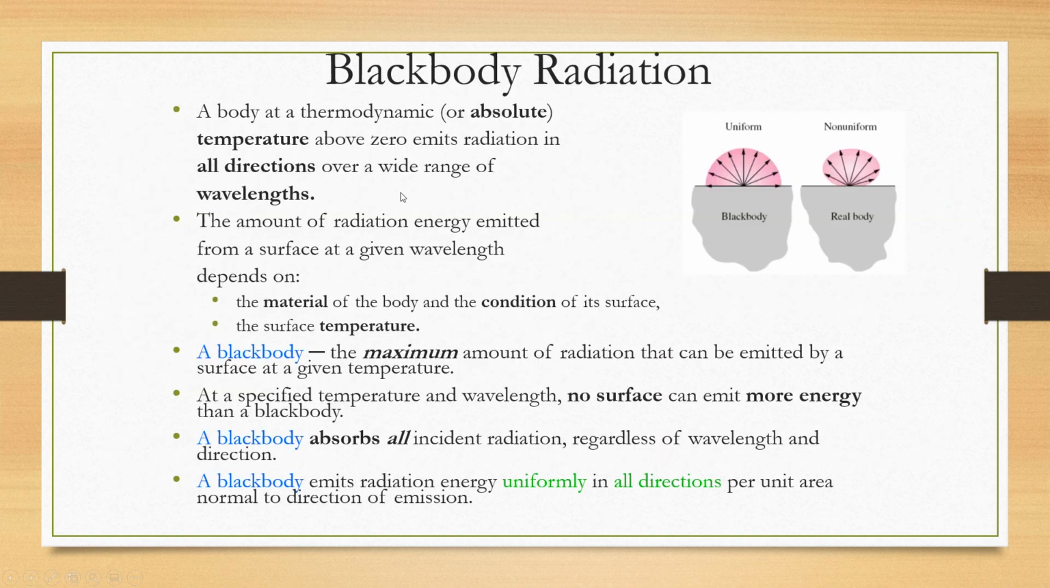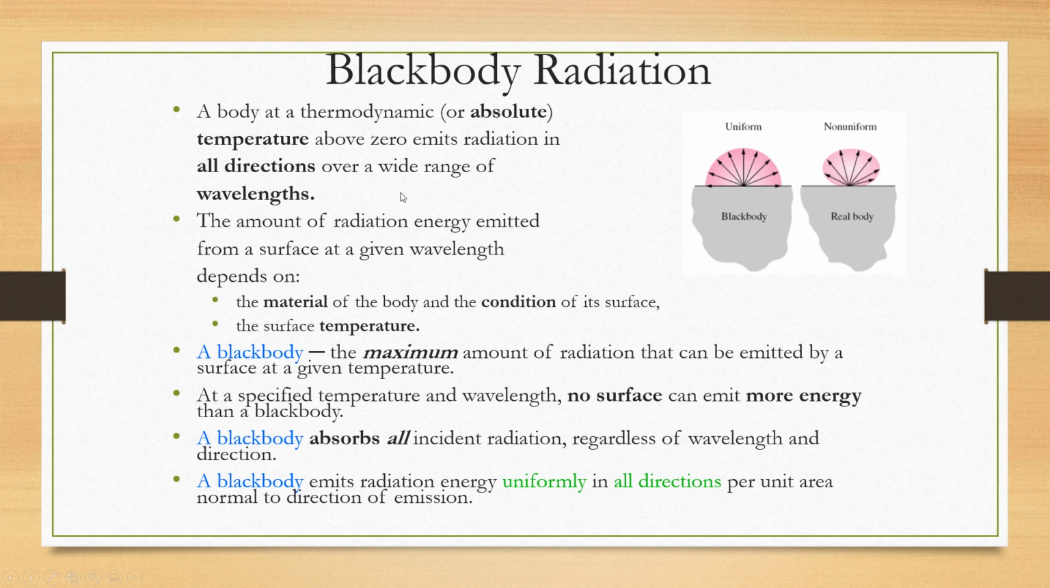This is the concept of blackbody radiation. A body at a thermodynamic or absolute temperature above 0 emits radiation in all directions over a wide range of wavelengths. This means all surfaces will emit radiation if the body is above absolute zero. The amount of radiation emitted from the surface at a given wavelength depends on, first, the material of the body and the condition of its surface, and second, the surface temperature.